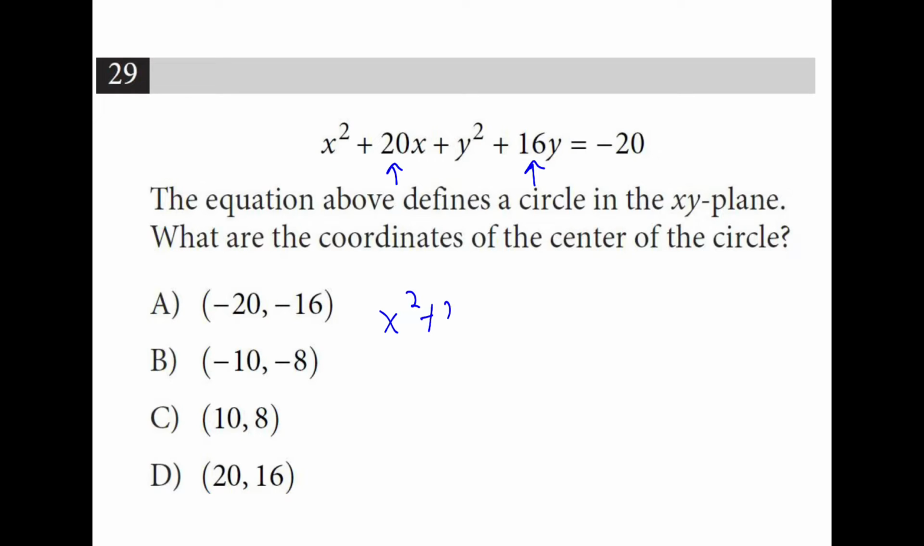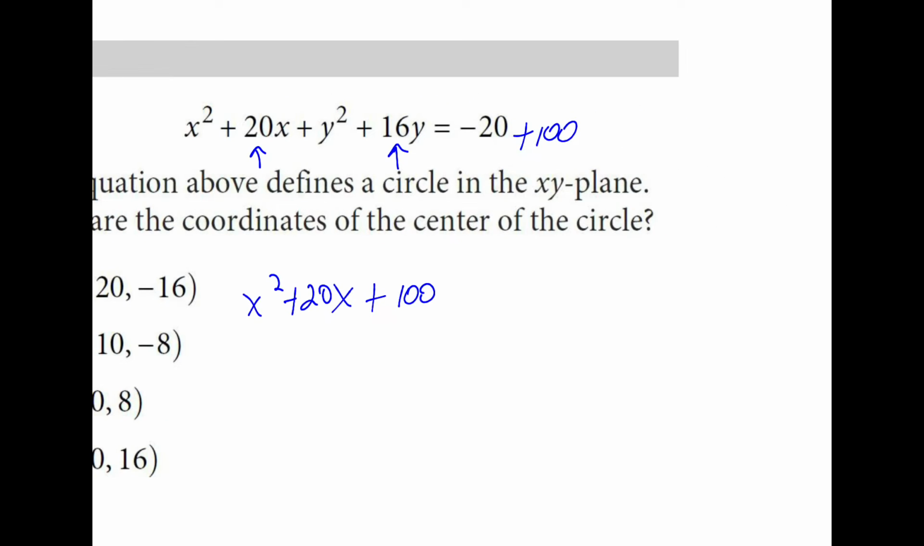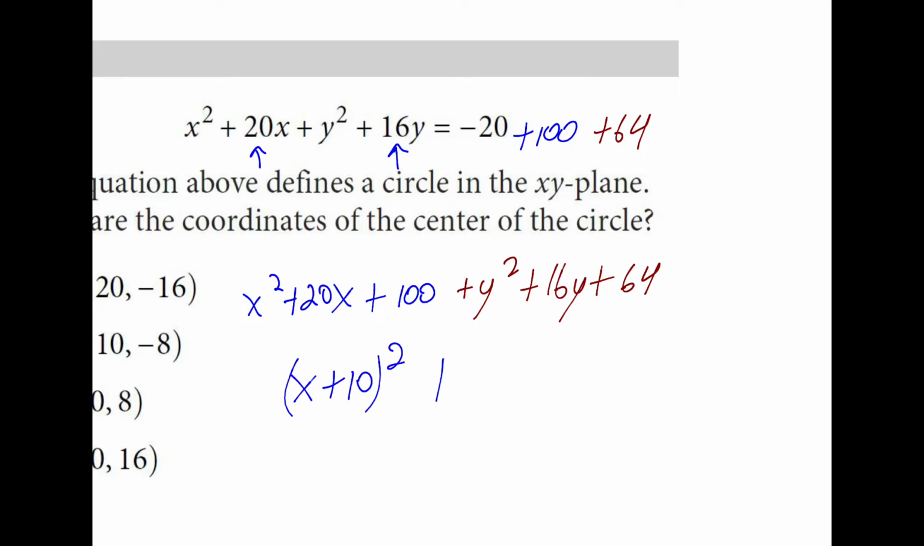x squared plus 20x plus half of that squared, that's 100, which I'll add over here as well, plus y squared plus 16y plus half of that squared, which is plus 64. I'll add that to both sides. This becomes (x + 10) squared. This becomes (y + 8) squared. And on the right, I have 144. So r squared is equal to 144.